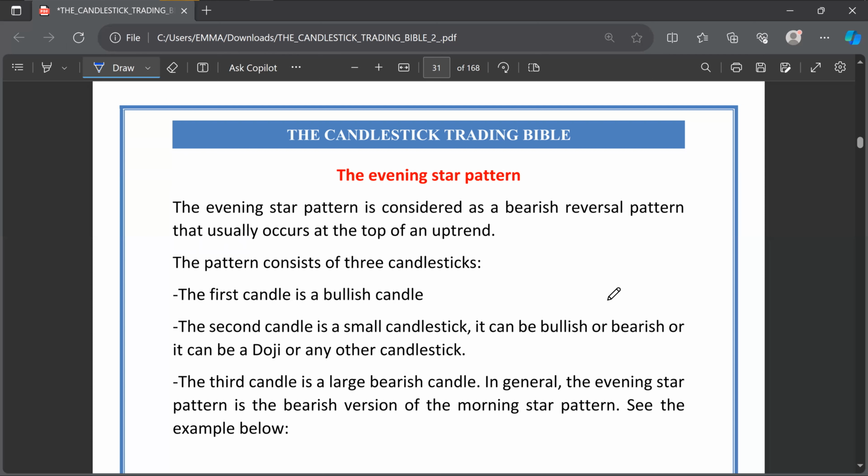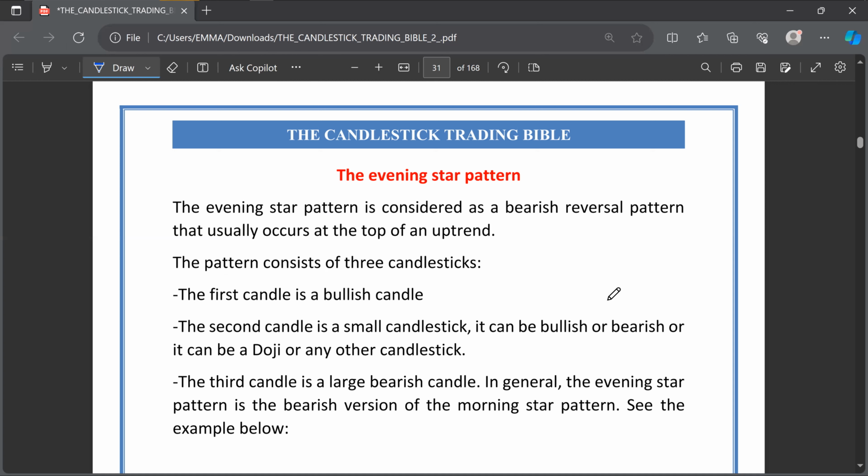So the first candle is bullish. The second candle is a small candlestick. It can be bullish or bearish, or it can be a doji or any other type of candlestick. The third candle is a large bearish candle. Take note of that, like we treated the other one.